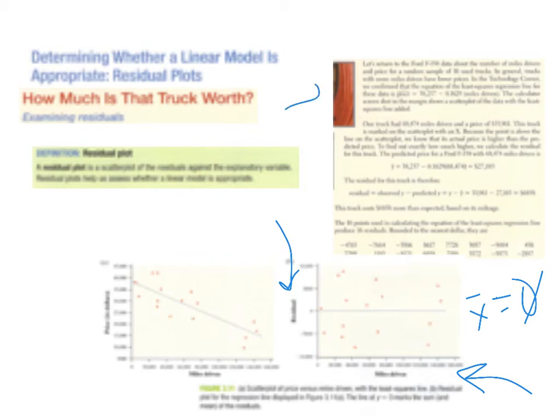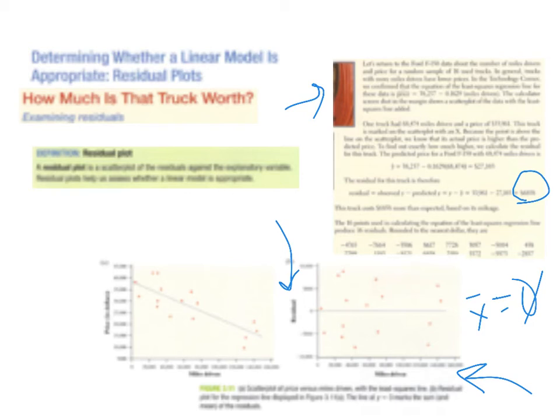So let's look at what we've got going on up here. We've got the F-150 data again, and we've got one truck that had 68,474 miles driven and a price of $33,961. We know that it's higher because this one is above the line. We calculate our residual, actual minus predicted, and we get 6,858. So this truck cost almost $7,000 more than expected based on the mileage. $6,858 more than expected based on the mileage.